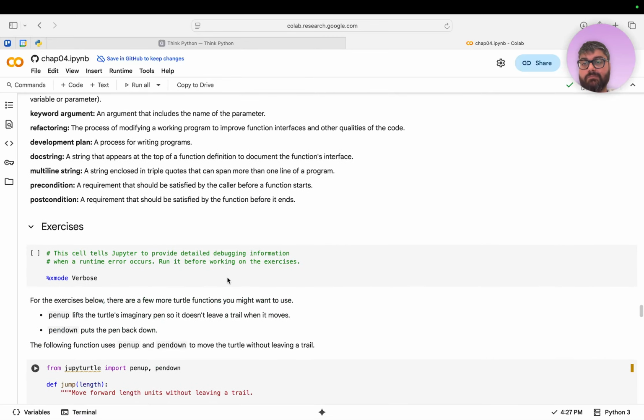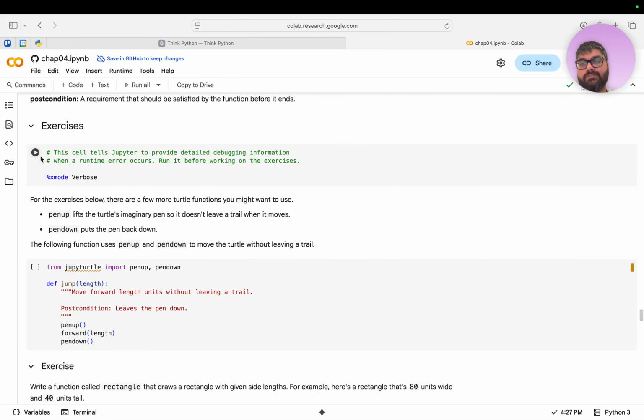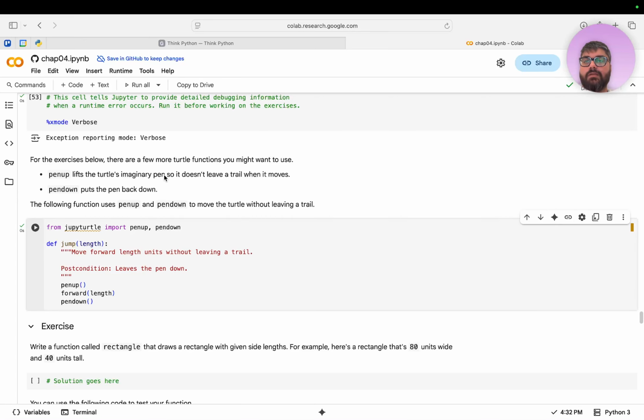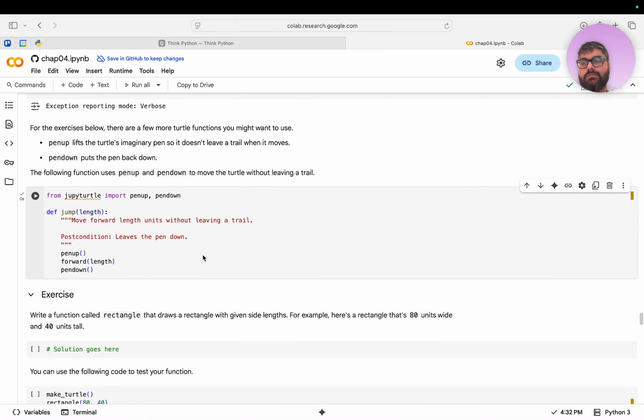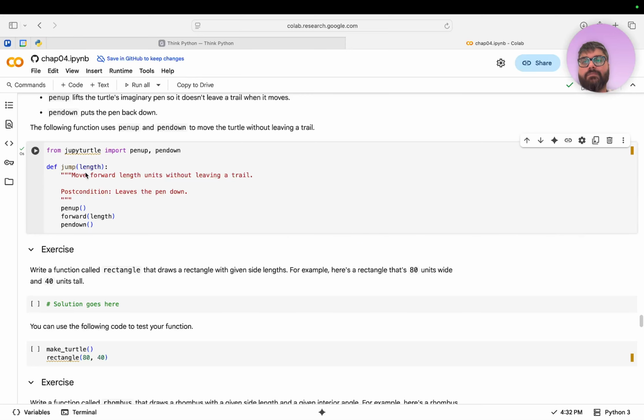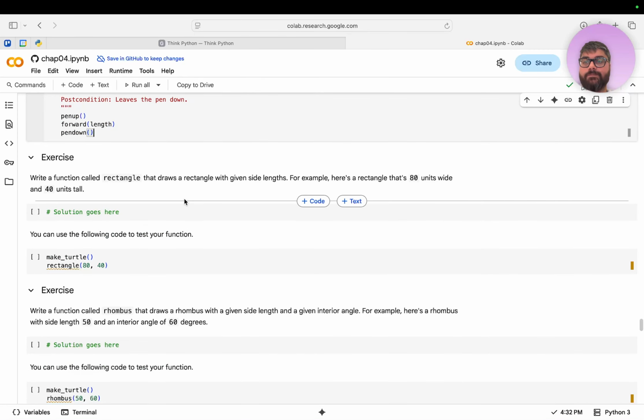This is the glossary. I'm not going to go over it. Exercise, verbose mode. Okay, so the following function uses pen up and pen down and moves the turtle without leaving a trail. So there's another function called pen up and pen down. There's a jump function where it just goes up and down, moving the turtle without actually drawing a line.